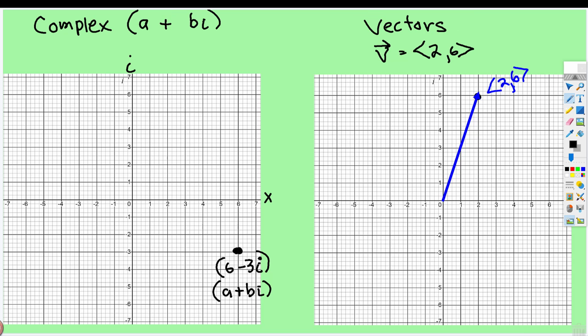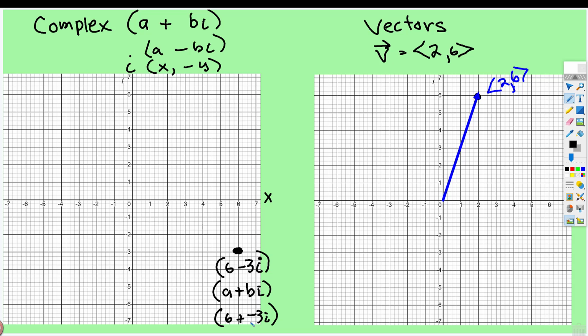For complex numbers, again, you pay attention to the sign. So if we have an a minus bi, think about that as saying x with a negative y value. We're in the 4th quadrant, so we go over 6 and we go down negative 3, and there is the complex coordinate 6. Another way to write that is 6 plus negative 3i. That would be appropriate also.